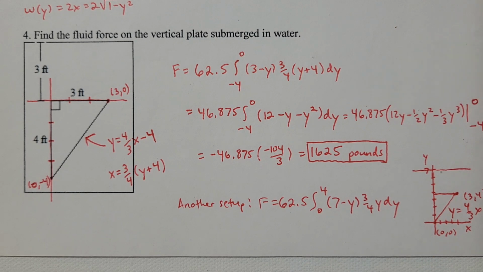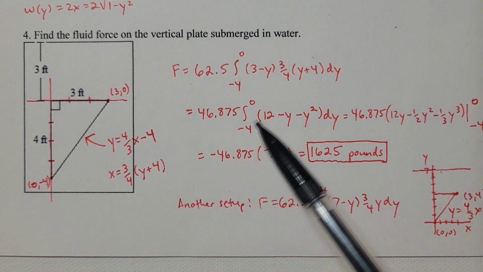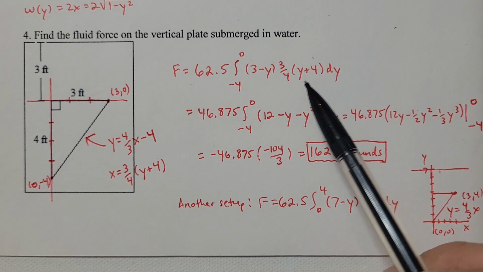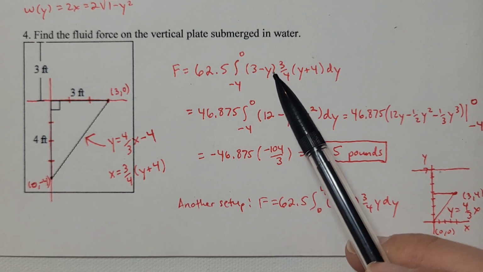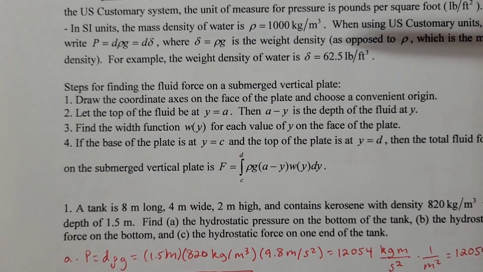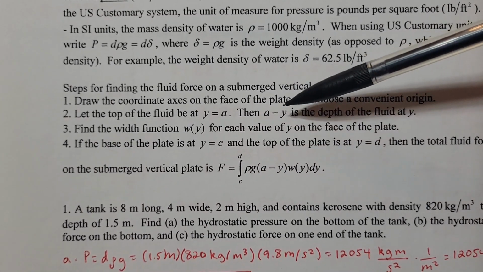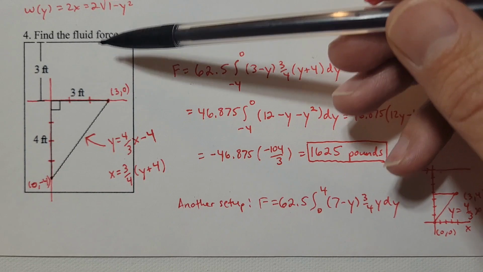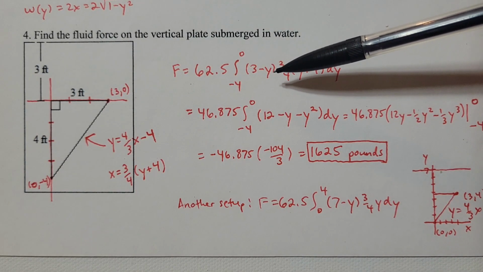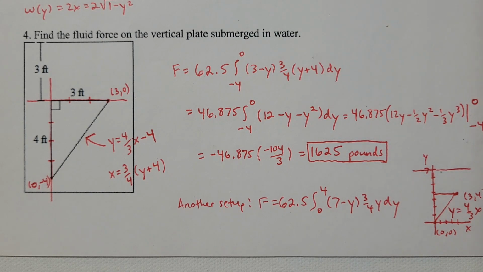There's no symmetry on the graph, in other words. So, let's see, W of y, that's 3/4 times y plus 4, times a minus y. Okay, a, again, is going to be where the top of the fluid is at. The top of the fluid. So I'm 3 feet above where the plate is at. All right, so 3 minus y is what I put there.